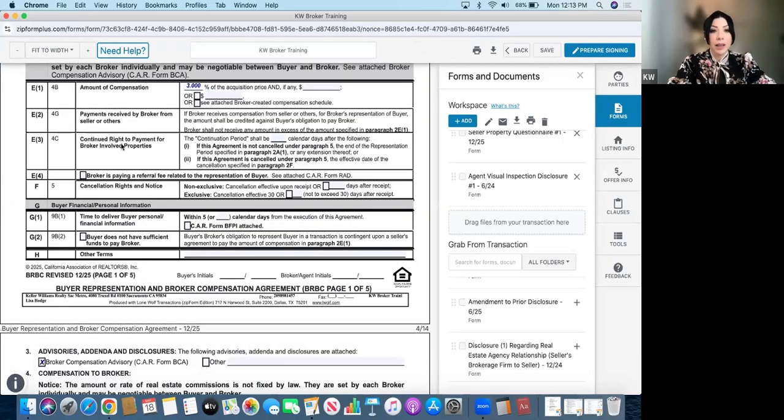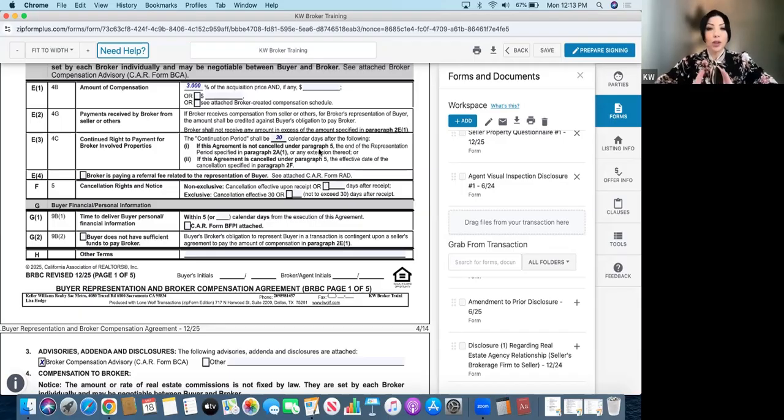Okay, let's see. Continued right to payment for broker involved properties. If there's a continuation period, you can ask that. So if this agreement is not canceled, the end of representation period or any extension thereof, this agreement, the effective date of cancellation is specified in paragraph 2F. So you can add a continuation date after your cancellation. So I recommend 30 days afterwards.